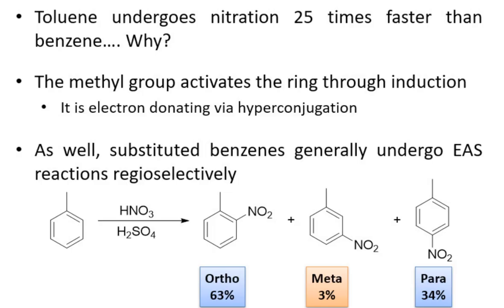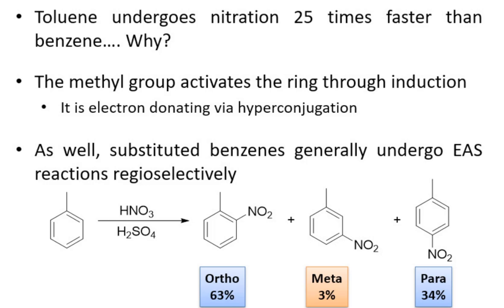So here's an example. Here we have toluene, and you can see the reaction conditions. We have our nitric acid and sulfuric acid, so that's our typical nitration conditions. And when we look at the products that we get, we see that there are 3 possible products. We could have that nitro group get added ortho to the methyl, and that is the major product. We could have it added meta to the methyl, which is a very, very minor product. Only 3% is meta compared to the 63% that was ortho.